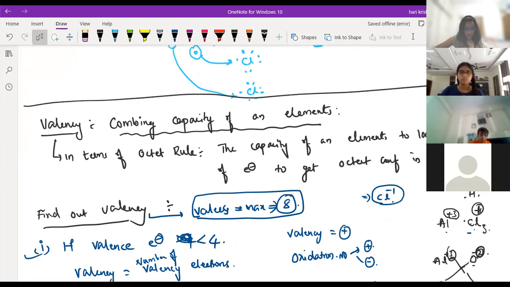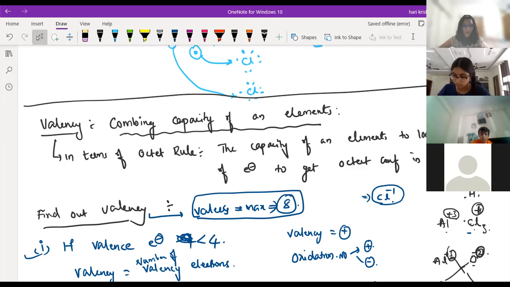But in terms of octet rule, there should be 8 electrons in the outermost shell. To get that 8 electrons, either it will lose the electron or gain the electron or share the electron. Right? That is in terms of octet rule. These two are clear. But what is the valency in terms of octet rule? At the same time, it should get the nearest noble gas configuration also, right? The valency indicates the nearest noble gas configuration also.